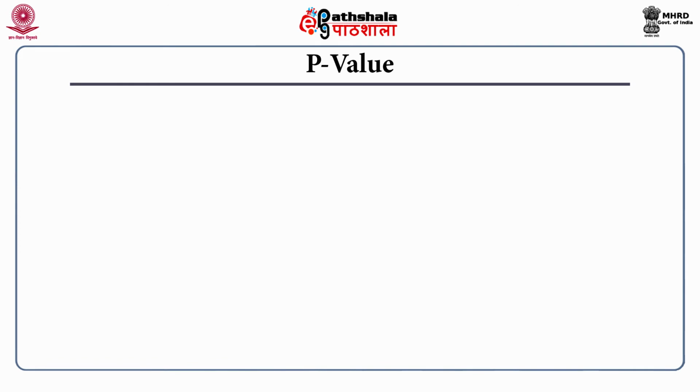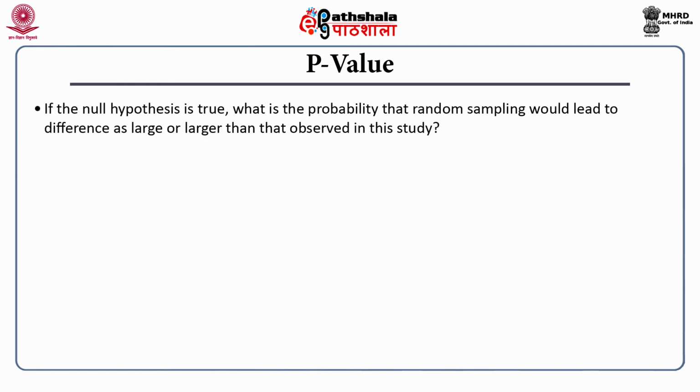P-value, what is p-value? If the null hypothesis is true, what is the probability that random sampling would lead to a difference as large or larger than observed in that study? So you should know the p-value definition starts with the words if the null hypothesis is true. So that is our premise. The null hypothesis is true. So, premise. Then we do that experiment. Then we check the validity of that particular premise. So this is basically a deductive approach that we use in logic.